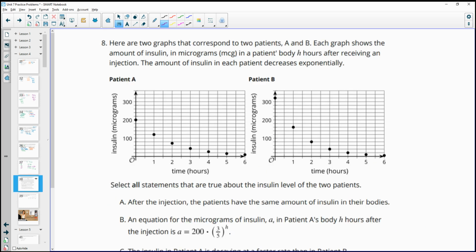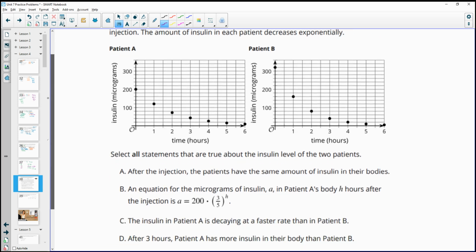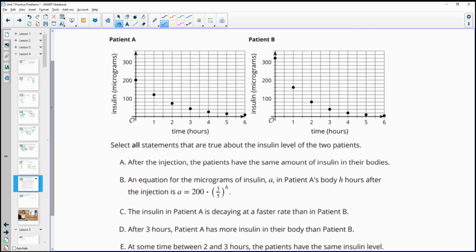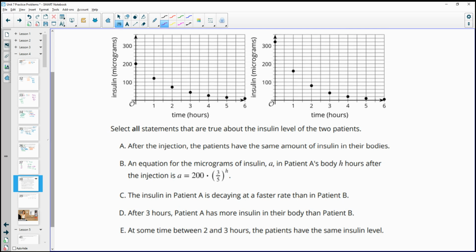Number 8, here are two graphs that correspond to two patients A and B. Each graph shows the amount of insulin in micrograms in a patient's body H hours after receiving an injection. The amount of insulin in each patient decreases exponentially. Select all statements that are true about the insulin level of the two patients.